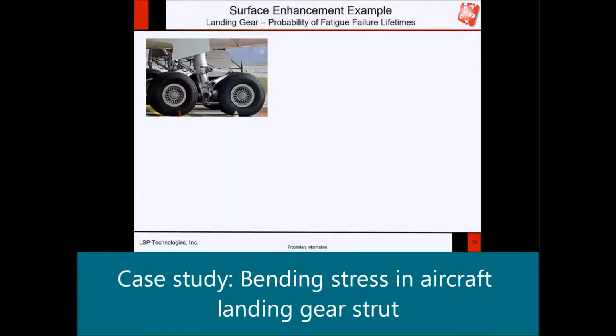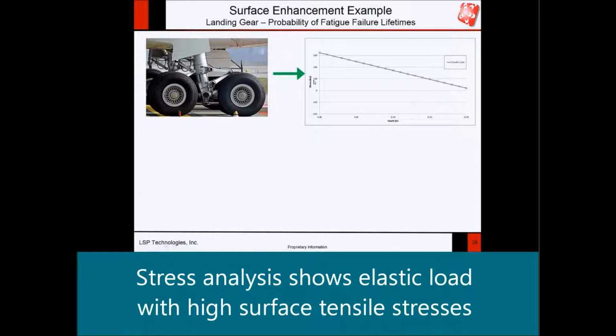Wanted to just show a quick summary application of how this might be used. So if we consider a landing gear on an aircraft, for instance, when this aircraft lands, it's going to put a very large bending stress in the strut of this landing gear. If we look at the surface through half of the thickness of this landing gear strut, we have an elastic load. It's a bending load, so on one surface we'll have our peak tensile stresses.